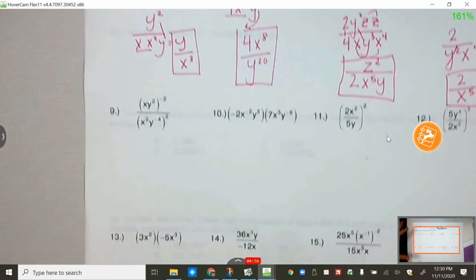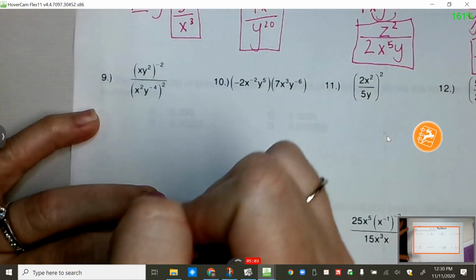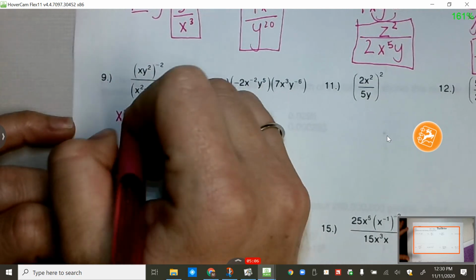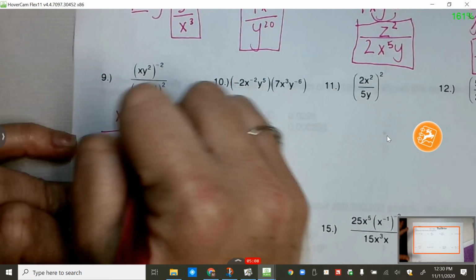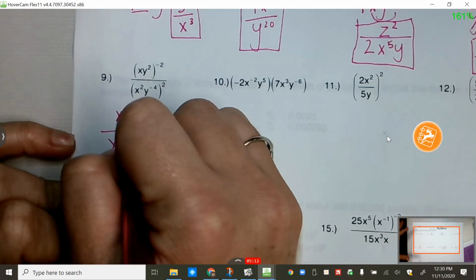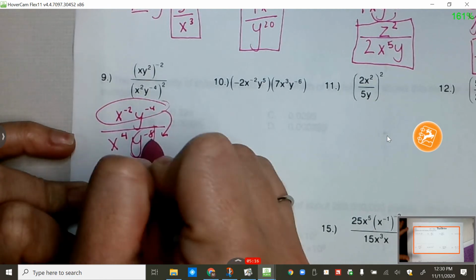Okay. Here I'm going to multiply n for both, and then we'll move things around. So we get x to the negative 2 power, y to the negative 4 power, over x to the 4th power, y to the negative 8 power. So both of these need to move down, and this needs to move up.